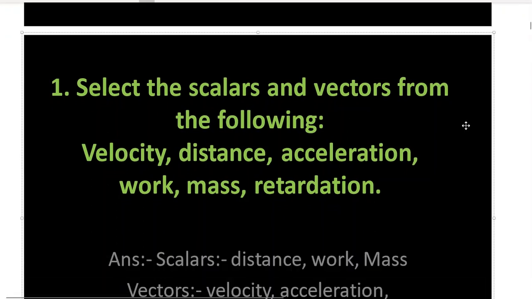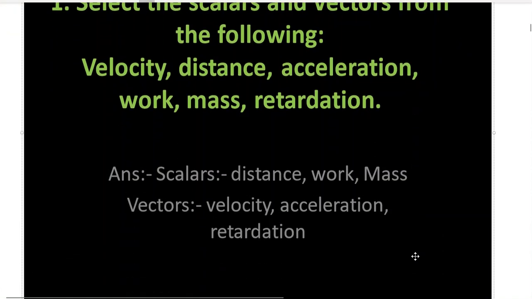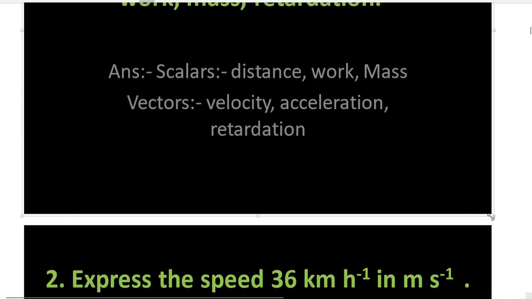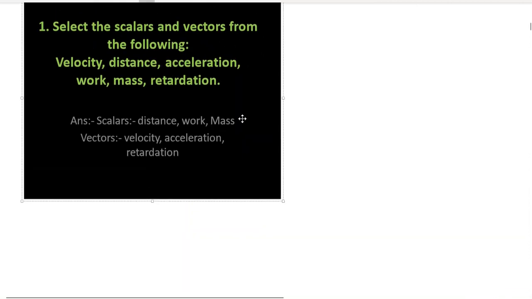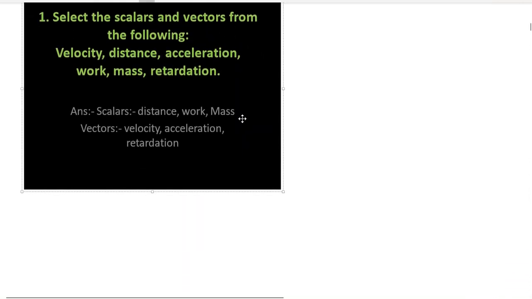In this video, I'm going to show you the solved examples of physics chapter 2, motion in one dimension. Okay, so this is part A, solved examples. Select the scalars and vectors from the following.